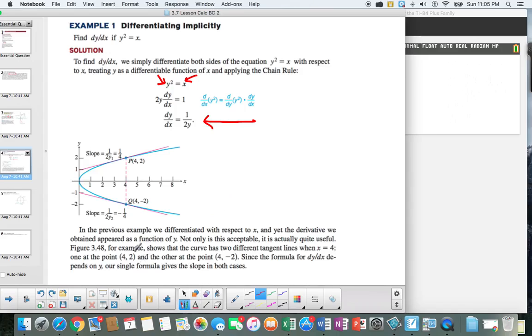When we solve for dy/dx, we're going to get a derivative in terms of y, not in terms of x. If we get some points, all we'll substitute is the y variable in here. If you substitute the y variable, you'll get a slope here at (4, 2), and you'll get another slope at the point (4, -2).